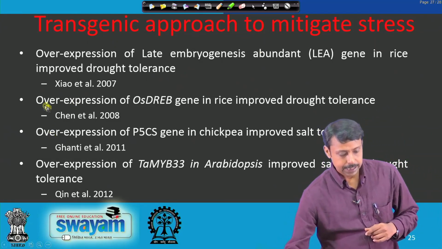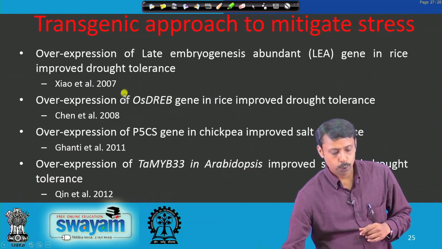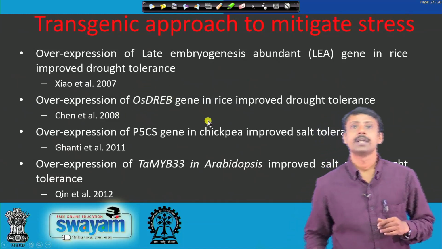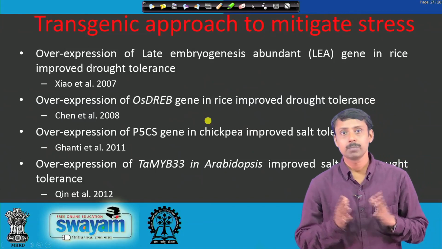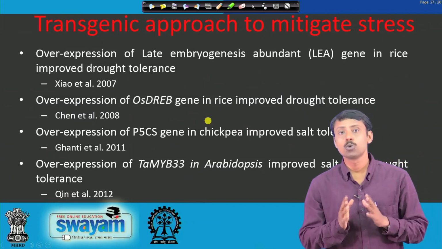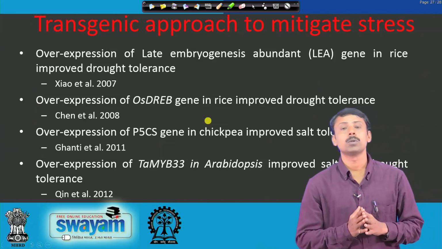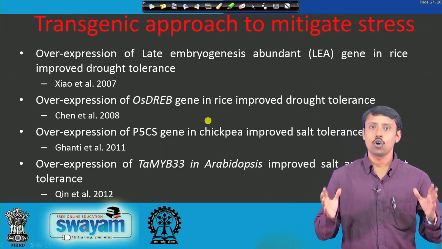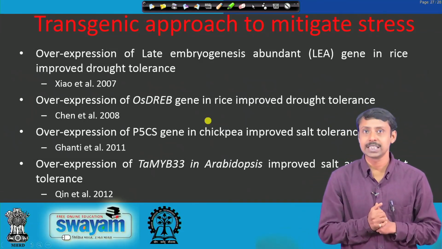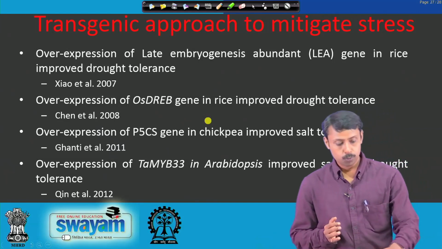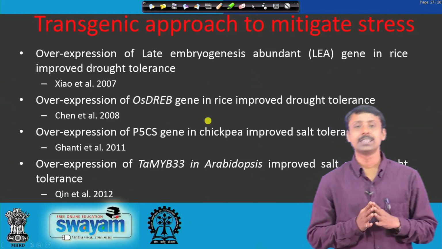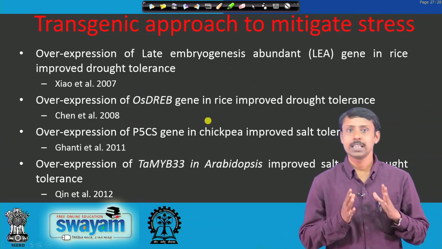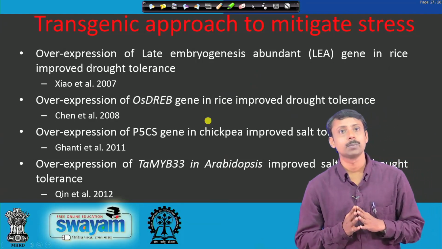Then another study, there the Wes DREB gene, DREB, that is dehydration response element binding proteins, binding factors. So, this group of genes is responsible for drought tolerance or abscisic acid mediated different signalings. So, by Chen et al. in 2008 they expressed the Wes DREB gene in rice, and they also found improved drought tolerance mechanisms.